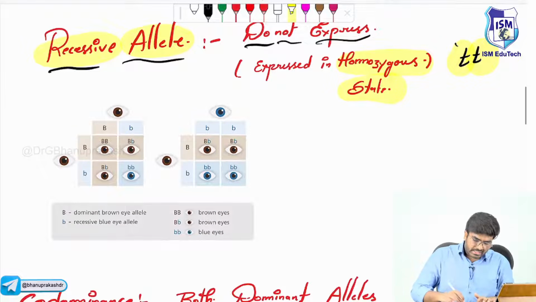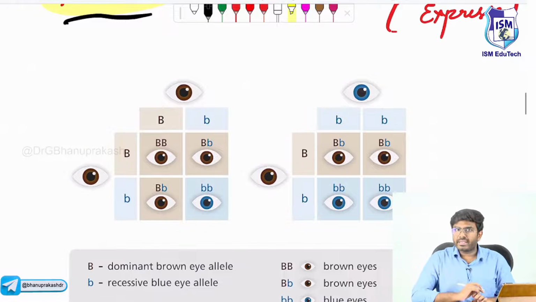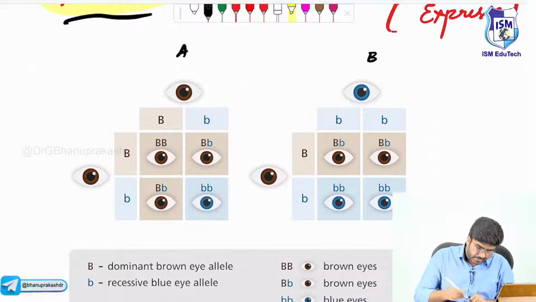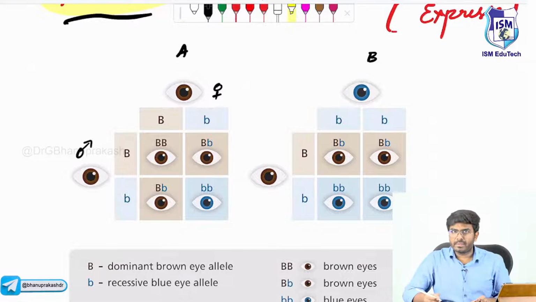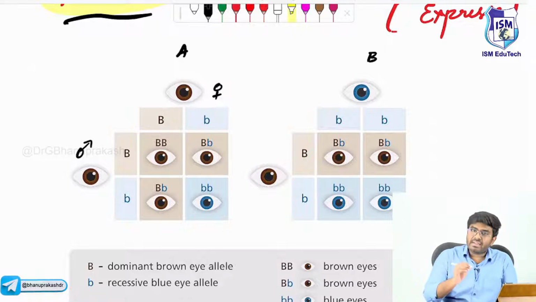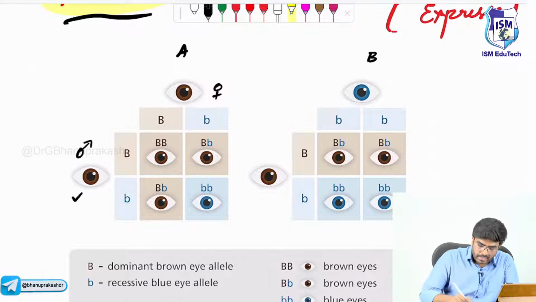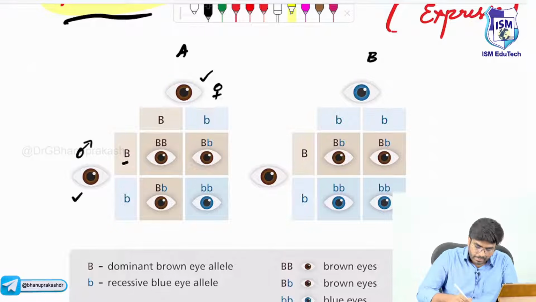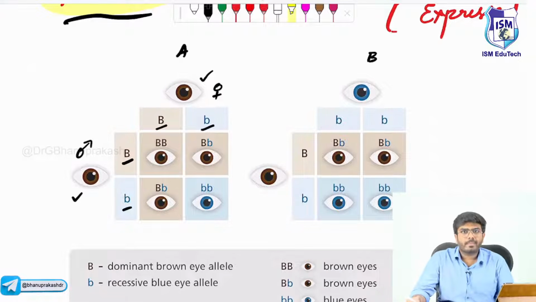Now, let's see some examples. Now, this is, for example, A and B. Here we have a male and a female, the father and the mother. The father has brown eyes and the mother also has brown eyes. Everyone will have two alleles. The father has two alleles, one capital B, one small b. The mother also has one capital B, one small b.